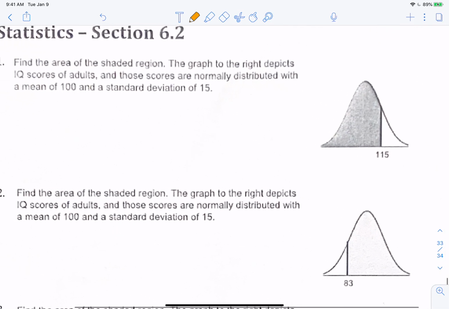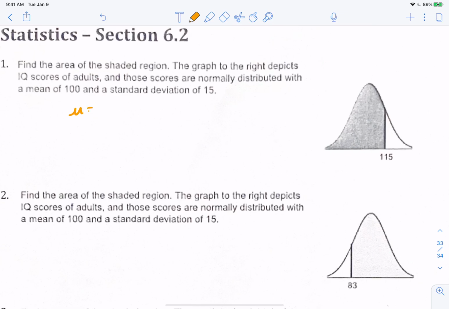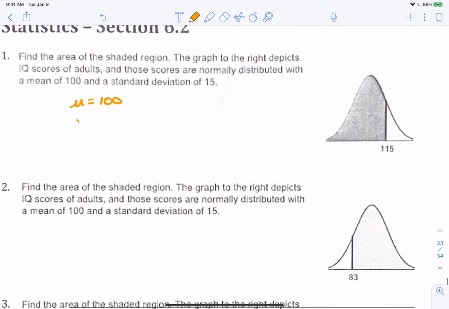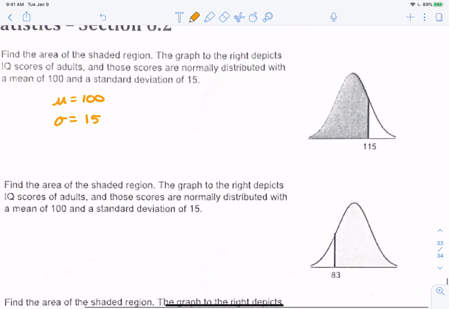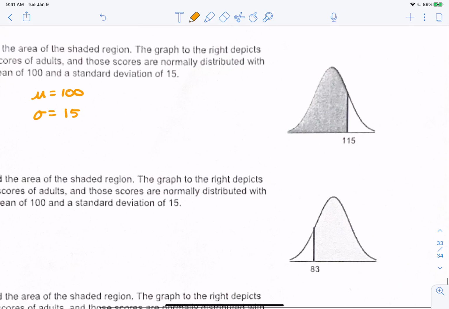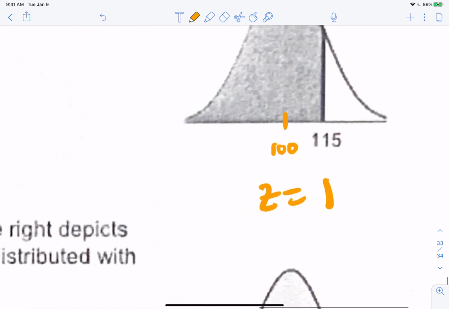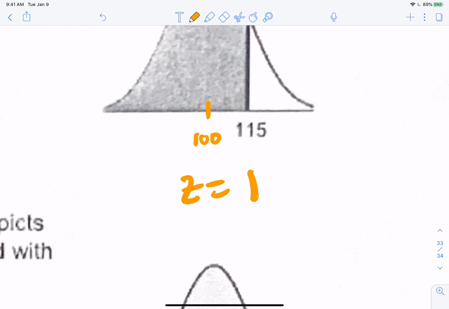Number 1. The mean is 100. Pull that out of the paragraph up here. The standard deviation is 15. You don't necessarily have to do the formula. 100 is here in the middle. What's the z-score for 115? 1, right? Because it's exactly 1 standard deviation ahead. If you need to do the formula, you sure can. Does that make sense to you, though? If the standard deviation is 15, it's 1 higher, so the z-score is 1.